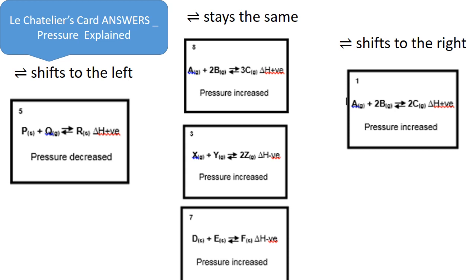So if we look at the last one, shift to the right, the pressure has been increased, so it's going to favour the side with fewer moles. We've got A plus 2B, so we've got 3 moles on that left hand side, 2 moles of C on the right hand side. The equilibrium shifts to the right, goes in the forward direction.